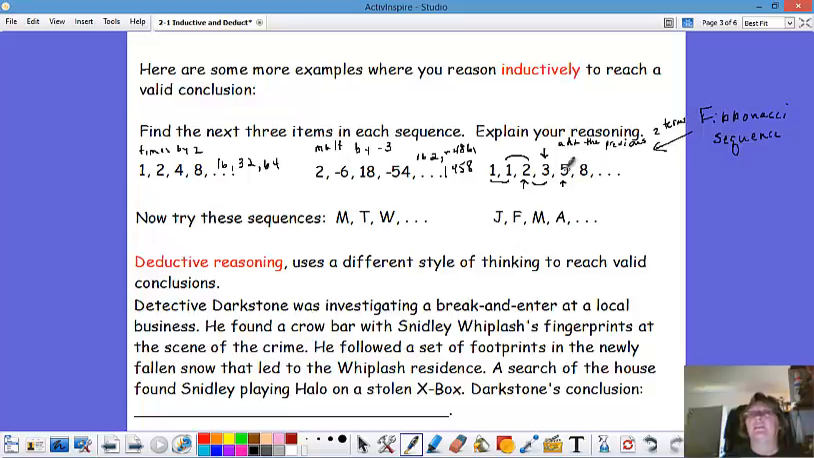And extending this pattern then, the next would be 5 plus 8, which is 13. Then 8 plus 13, which is 21, and 13 plus 21, 34.